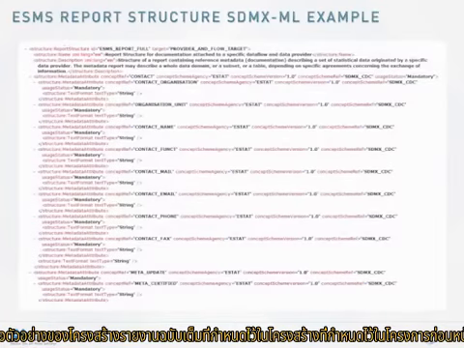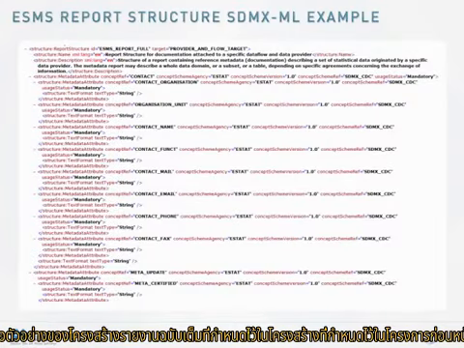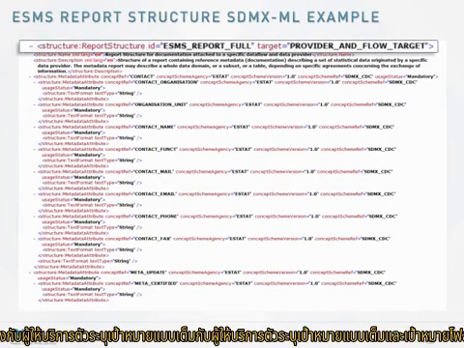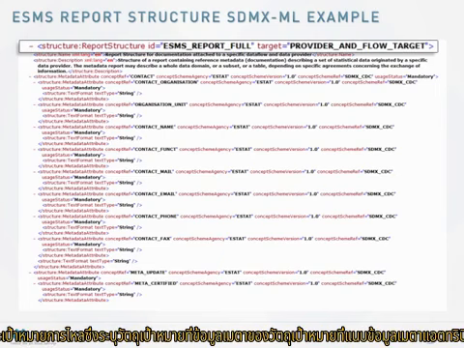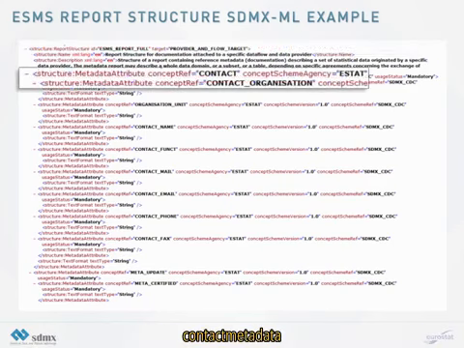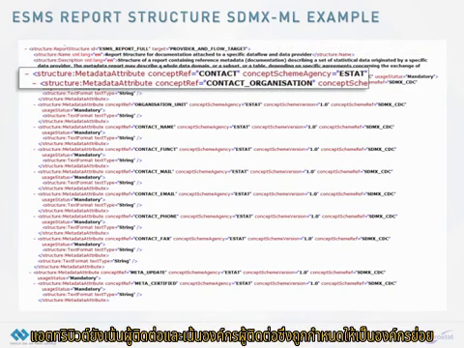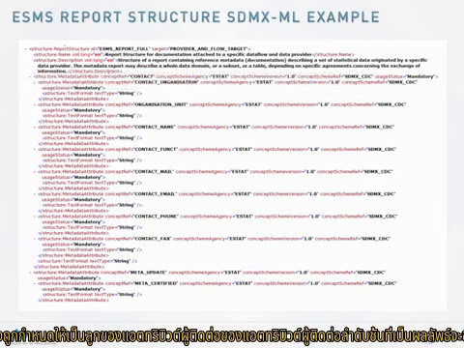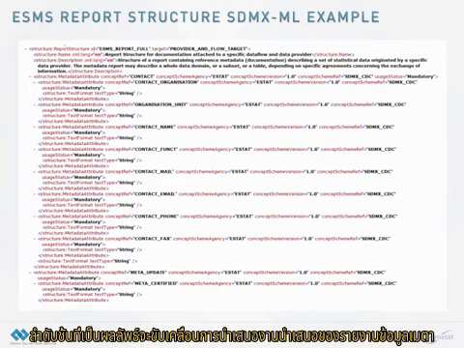Here is a sample of the full report structure that was defined in the previous scheme. One can see that the report structure is linked to the full target identifier provider and flow target, which identifies the target objects to which metadata attributes are attached, for example, the contact metadata attribute. Also highlighted, the contact organization, which is defined as a child of the contact attribute. The resulting hierarchy drives the presentation of the metadata report.